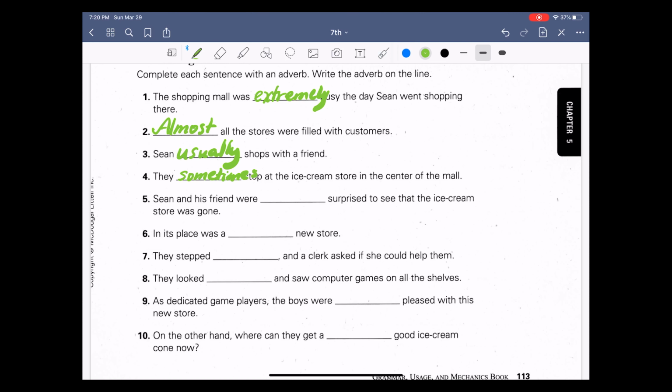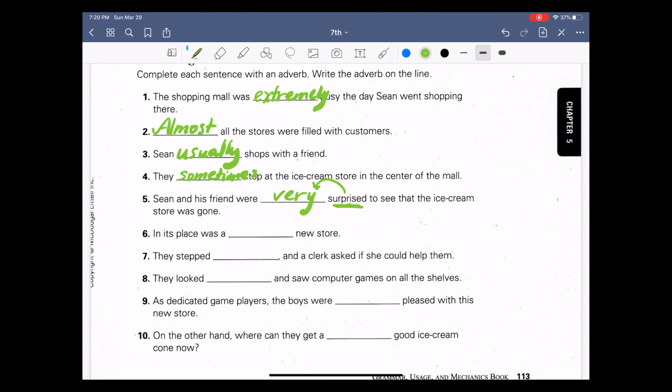Sean and his friend were blank surprised to see that the ice cream store was gone. They were totally surprised, very surprised. To what extent were they surprised? Sean and his friend equal surprised. That's an adjective. Surprised is an adjective. And very is an adverb that modifies an adjective.